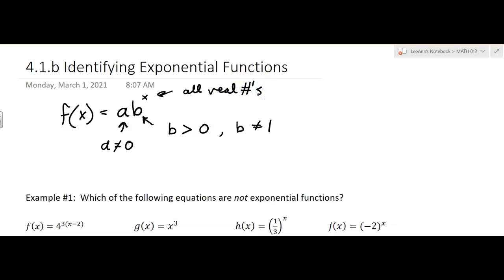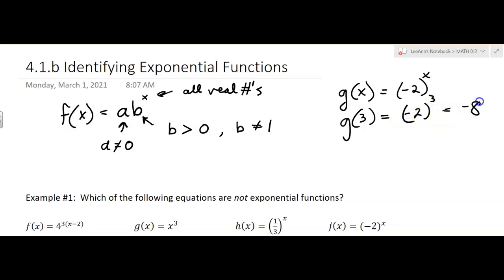Okay, now I want to go back to why b can't be negative. So let's say you had some function, and you had like -2 to the x power. Well, what happens if you put in 3 for x? Then you have -2 cubed, which is -8, right? That's fine. But what if you put in like 1/2 for x?